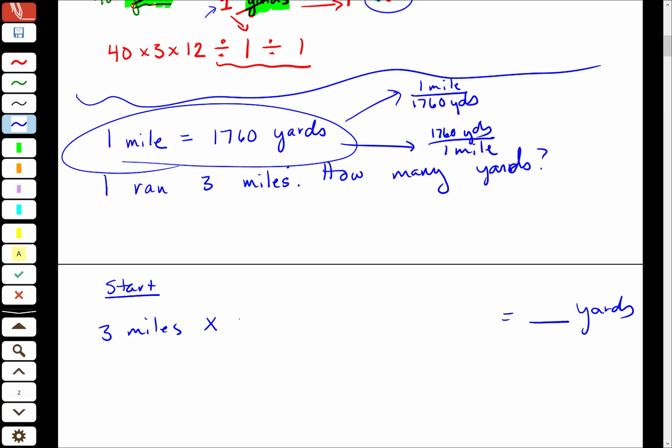So again, I'm trying to cancel and get rid of miles, so that goes in the bottom, which means yards, which I'm trying to go to, goes up top. And then I just put the right numbers in, 1,760 over 1 mile. And that's it. This is a one-step problem. So I'll get 3 times 1,760 is 5,280. Okay?